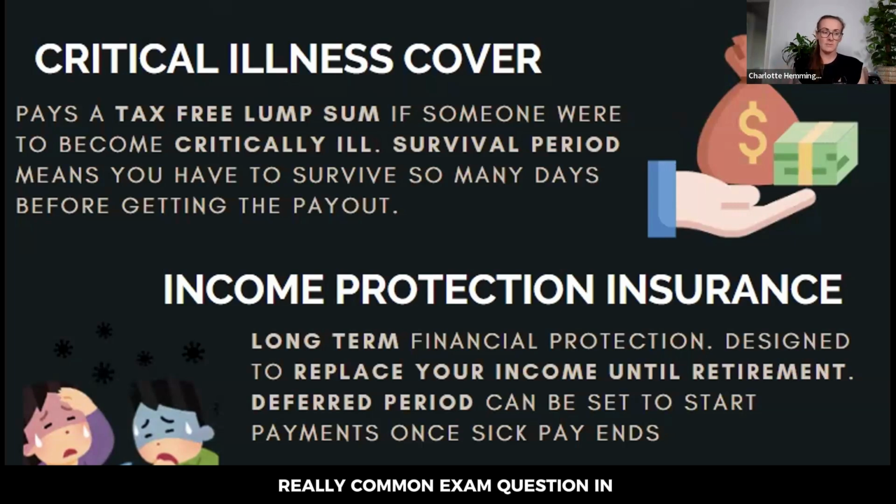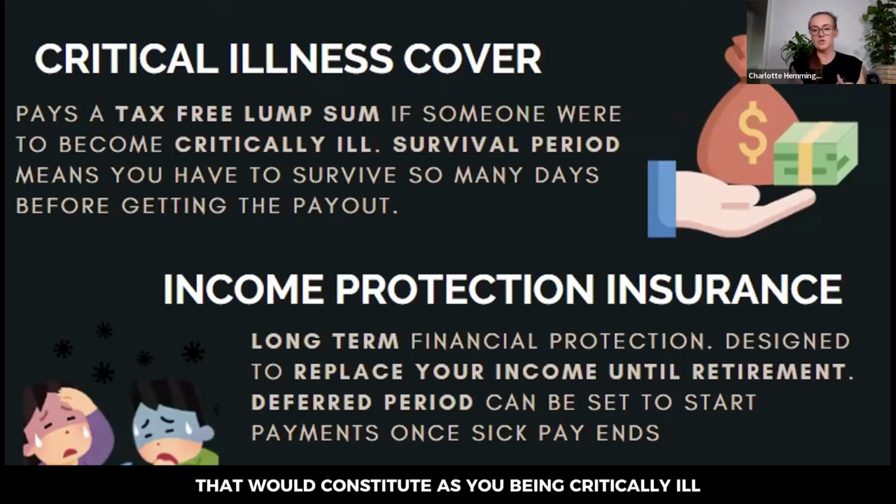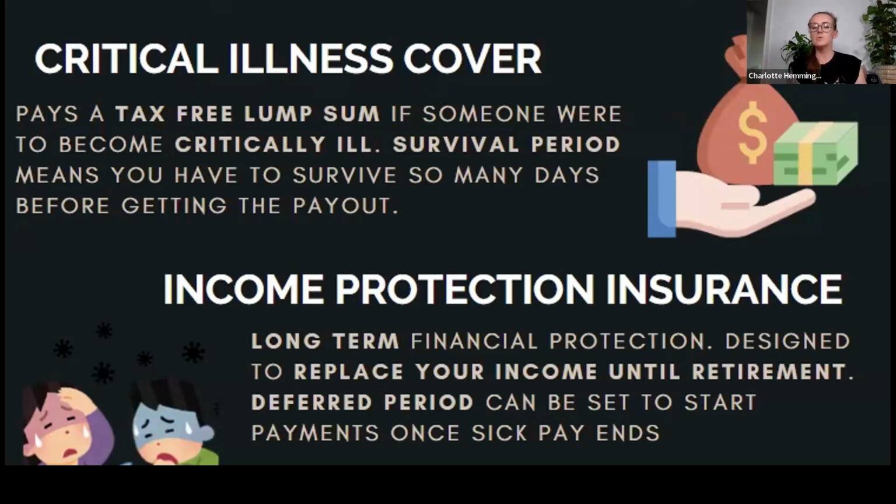Really common exam question in CeMAP 3 is to do with the survival period. If you've never heard of this before, the concept is, if we imagine that you had a heart attack, that would constitute you being critically ill, you would have to survive a certain number of days before the policy would pay out. Generally speaking, within the industry, the survival period is around 14 to 30 days. And if you were to pass away before that 14 or 30-day mark, the policy doesn't pay out because it says, well, you probably got life insurance. That's what a survival period is. And that's critical illness cover.